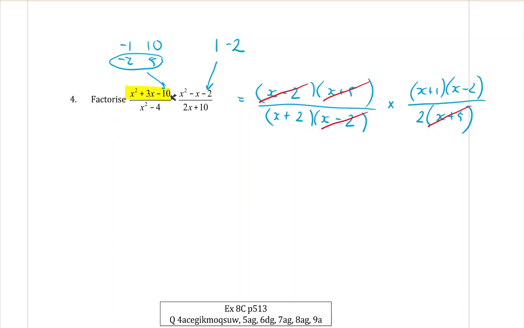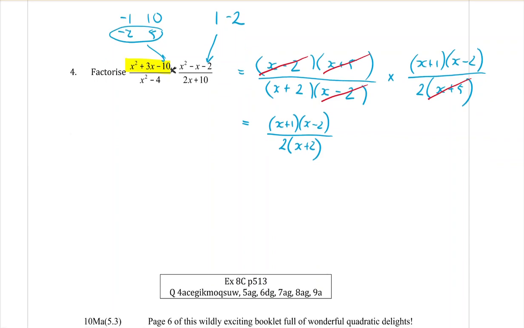So once I've cancelled everything I can cancel, we write down what's left. On the top, I've got an x plus 1 and an x minus 2. Don't expand it out again, keep it factorized. On the bottom, I have got a 2. Don't forget about this 2 hiding over here. Put numbers in front of brackets. So 2 bracket x plus 2. That's it.